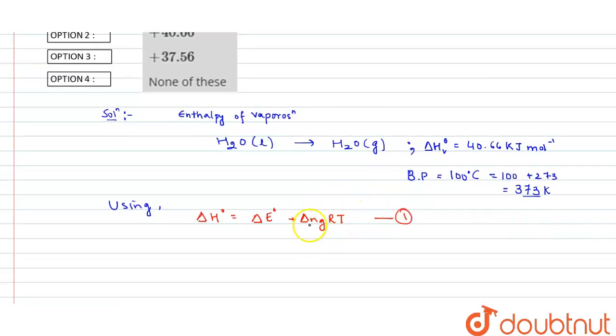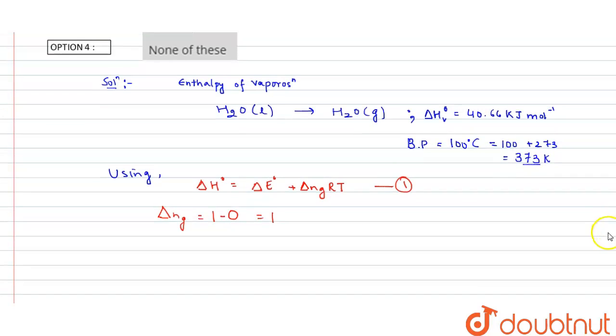Now, what we have to find here is delta n g. Delta n g stands for the change in number of moles of gaseous species. Here, as per this reaction, the gaseous species is H2O gas, and on the reactant side there is no gaseous species. So we calculate the change in number of moles of gas as the moles present on the product side minus the moles present on the reactant side. It will be 1 mole on the product side, whereas 0 mole is present on the reactant side. On simplification, we get this value as 1. So delta n g will be 1.